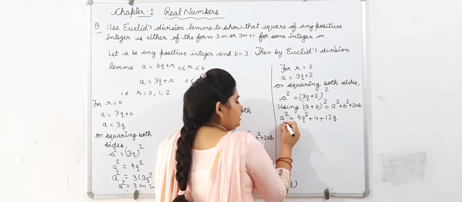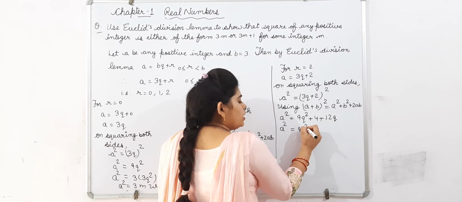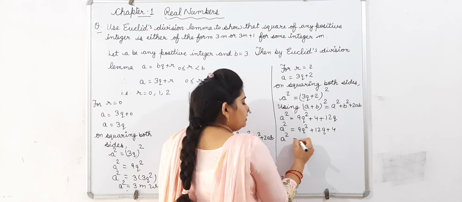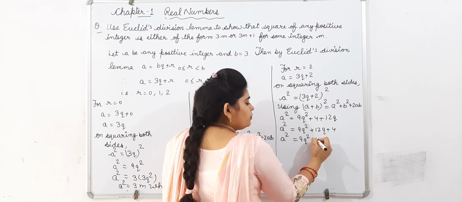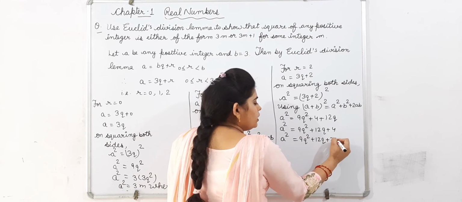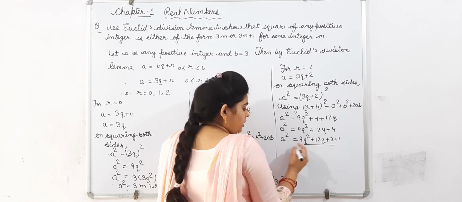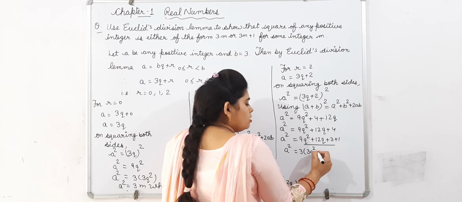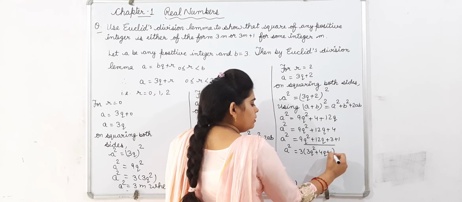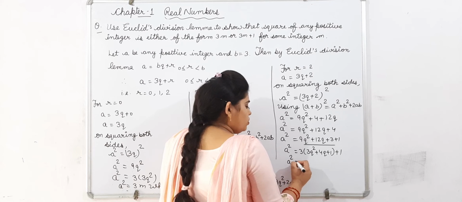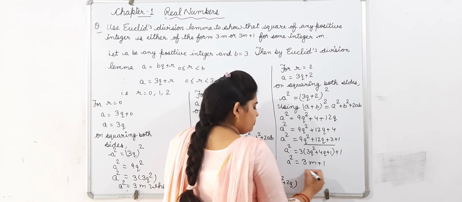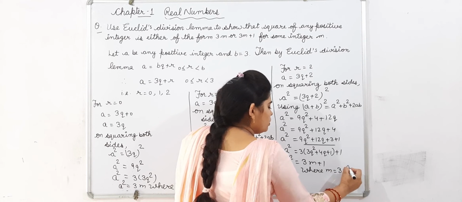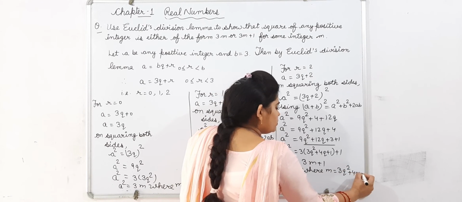Now we can rewrite it as 9q square plus 12q plus 4, or 4 can be written as the sum of 3 and 1, means 3 plus 1. Now 3 is common in these three terms, so taking 3 common, what will be left? 3q square plus 4q plus 1, plus 1. So a square is equal to 3m plus 1, where m is equal to 3q square plus 4q plus 1.